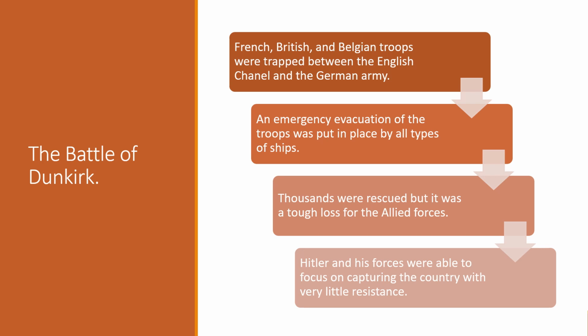There's an emergency evacuation of these troops, of these English, French, and Belgian, excuse me, troops, that is put in place by all types of ships. And I'll show you a couple of pictures here on the next slide that explain it a little bit better. But they actually had many ships that came in, not just military ships, but civilian ships, fishing ships, all types of ships were called in from England and places like that to try and evacuate these troops off the beaches before they were slaughtered by the Germans.